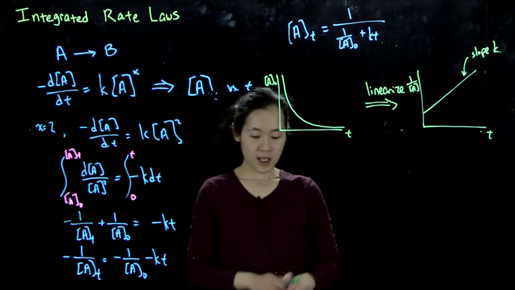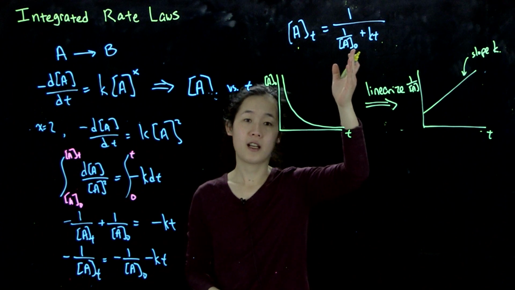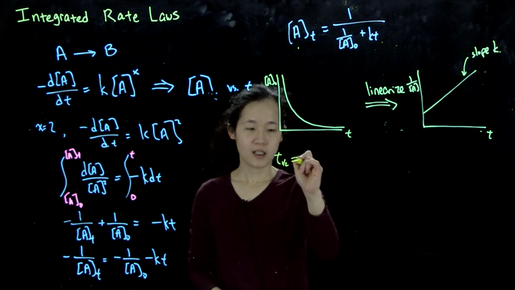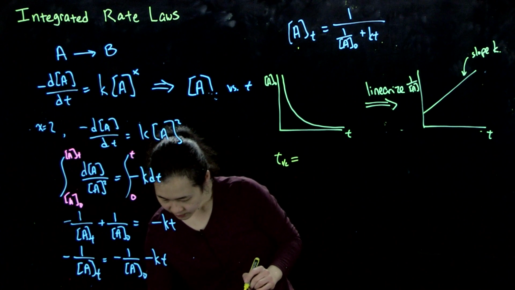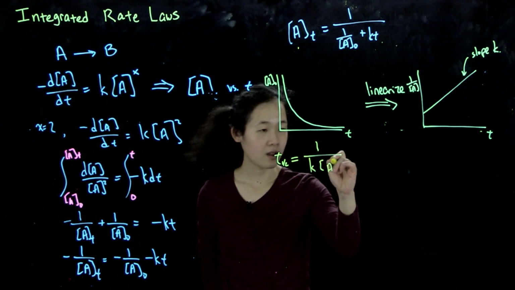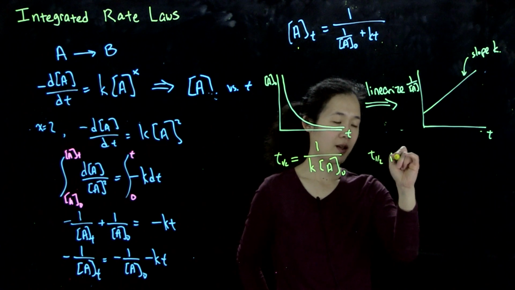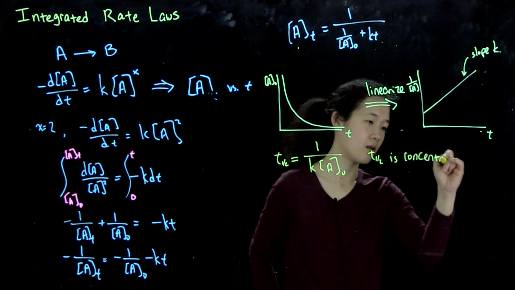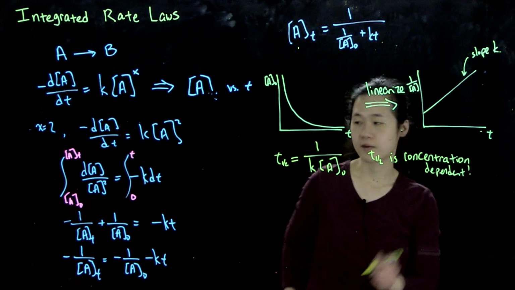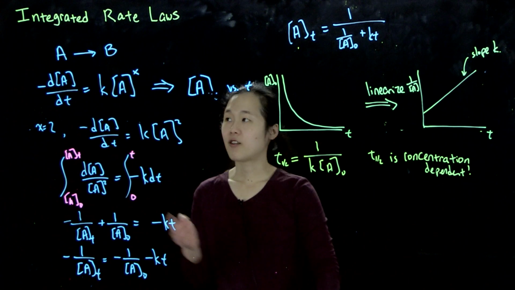And then again, if we solve for the half-life, if we substitute 1/2 A naught for A_t, then solve for t1/2, the t1/2 for a second order reaction is going to be equal to 1 over k times the initial concentration of A. So for a second order reaction, this t1/2 is concentration dependent. Okay, so that's first order, second order, easy peasy, just integration of a simple reaction.